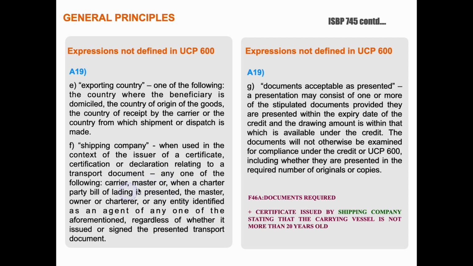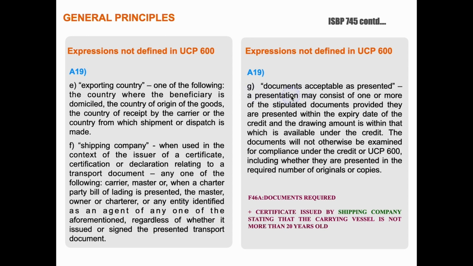In case of a charter party bill of lading, let us say the bill of lading was issued by the charterer or signed by the charterer. Even in this case, the master can issue the shipping company certificate. That is what these 3 lines mean. So note this very carefully. Many banks used to raise discrepancy for this particular case. For example, if a shipping company certificate is signed by a party other than the issuer of BL, actually it is not a discrepancy. Now the next one is documents acceptable as presented.